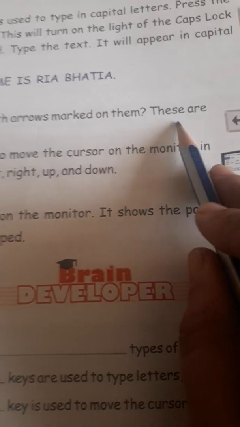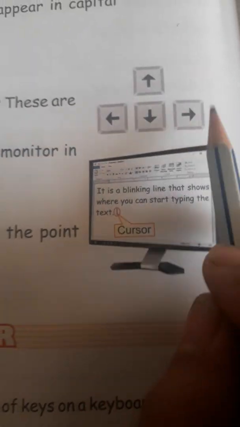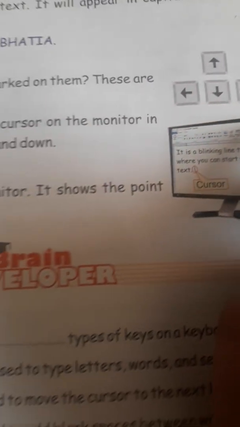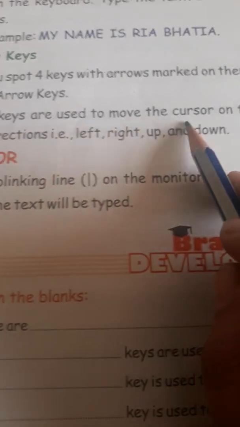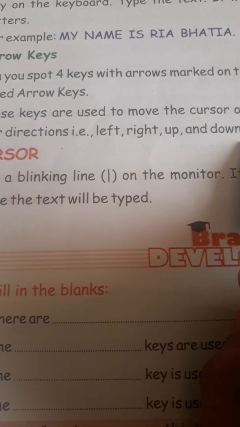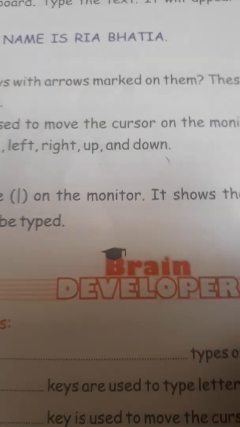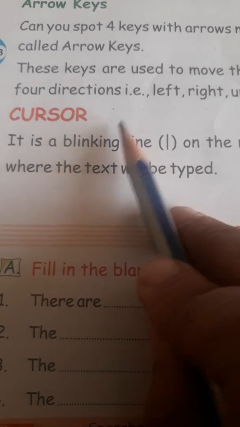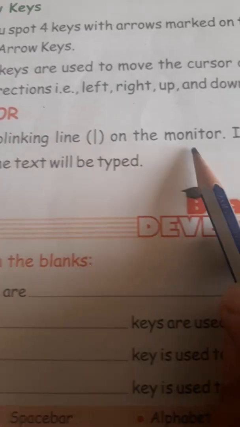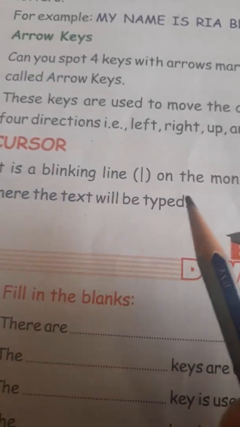Can you spot 4 keys with arrows marked on them? These are called arrow keys. Look at this. These are the arrow keys: up, down, left and right. These keys are used to move the cursor on the monitor in 4 directions, that is left, right, up and down. Alright. So we use arrow keys basically to move the cursor either up, down, left or right. Next one is, what is cursor? It is a blinking line on the monitor. It shows the point where the text will be typed.